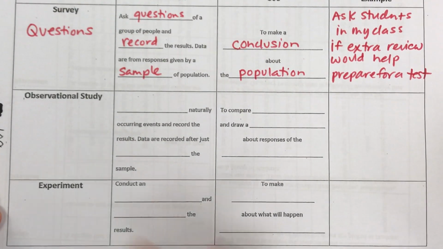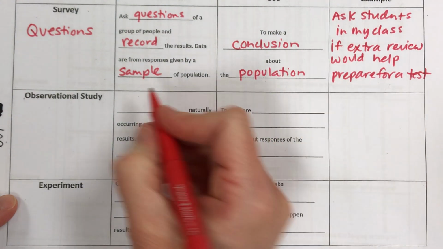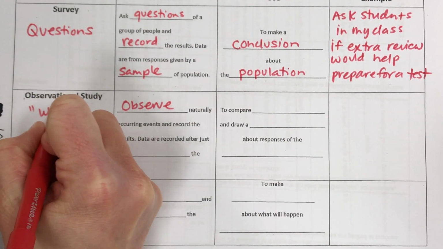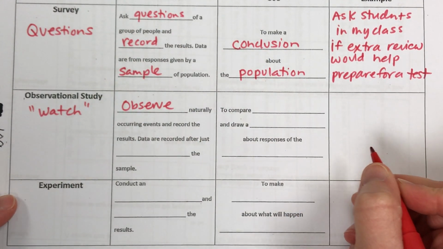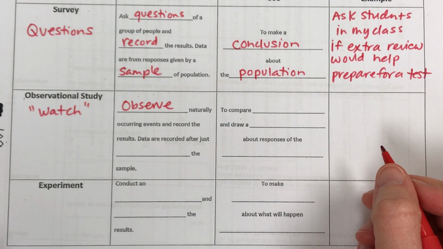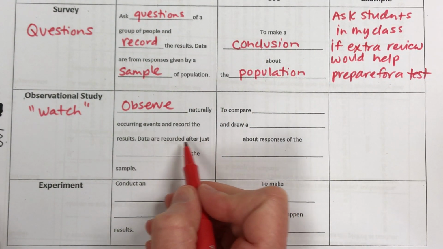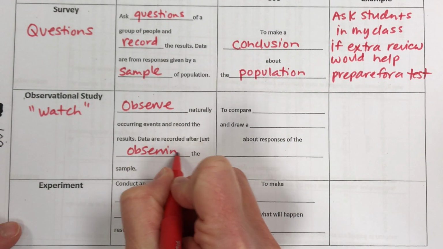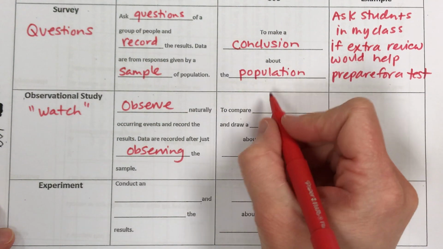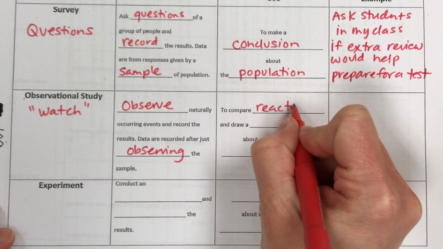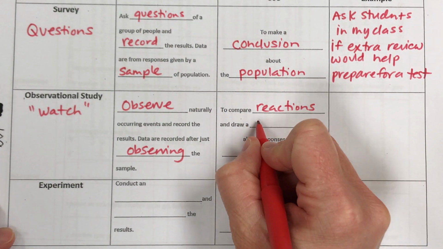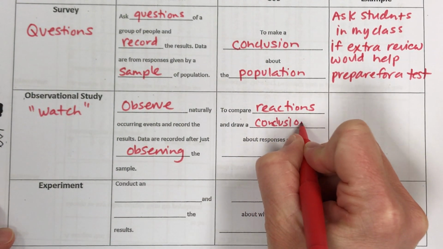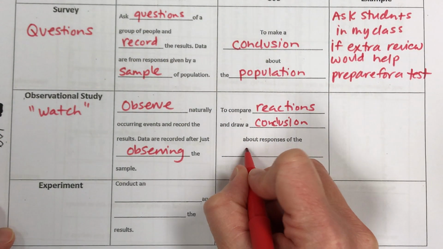An observational study would be if you observe; I think of it as watch. So if you were to watch naturally occurring events and record the results, data is then recorded after just observing or watching. And we would do this to compare reactions, and then again to draw a conclusion about responses of the population.